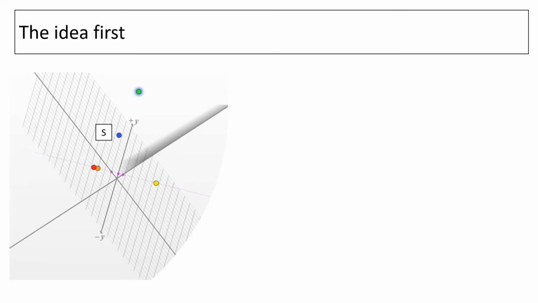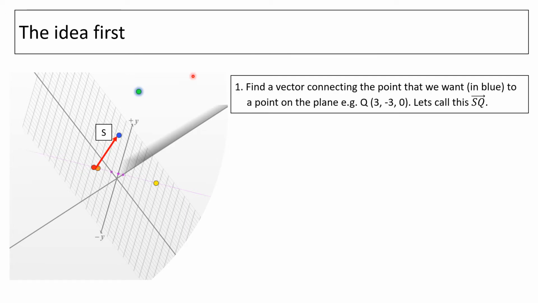So let's look at the idea on how to solve this problem. The first thing we need to do is to find the vector that connects the given point that we want to one of the points on the plane. So in this example, let's say we have the S point, the blue one, and we have a point on the plane which is given by the orange color, and let's say that is Q. So we want to find the vector that connects these two points.